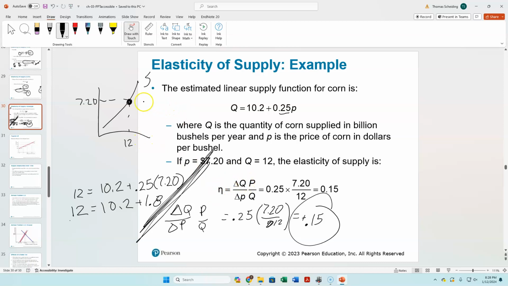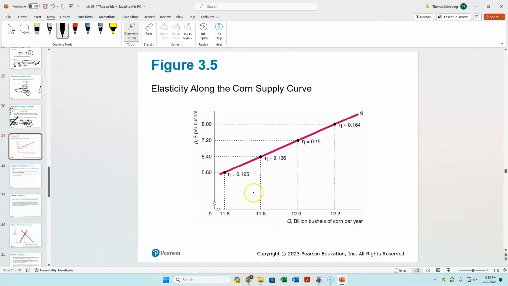We then put it into that equation and we find that at that particular point the elasticity is 0.15. That gives further evidence of the fact that the elasticity changes along the curve, because we can imagine that the elasticity is going to be different here, which you would see right here, right? And they solved it basically.